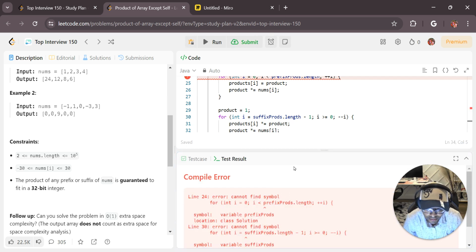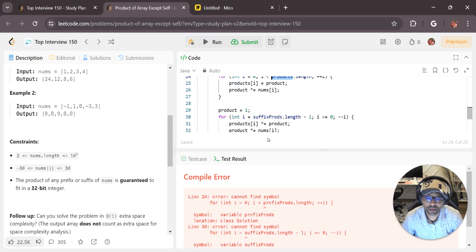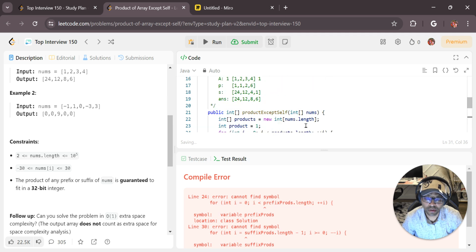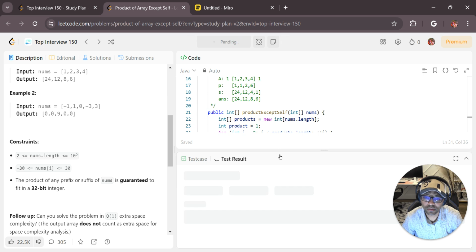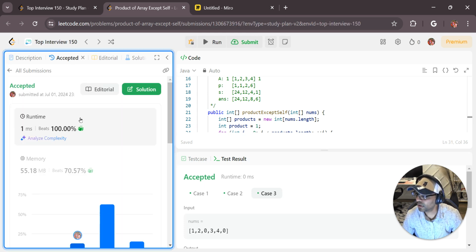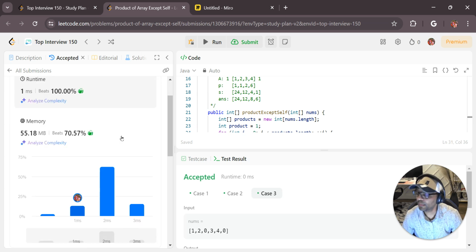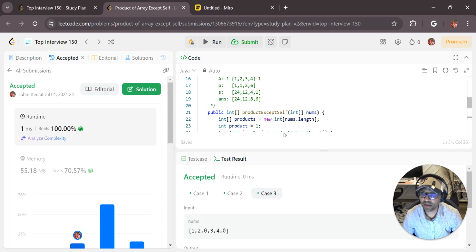Okay, compiler, that should, oh, of course. This is both products.length. Yeah, I think. Okay, so that worked. Let's try to submit and see if we did better on memory and if we stayed the same on time. Okay, cool. So we did beat 100% on time and we beat about 70% on memory. Okay, that is cool actually.